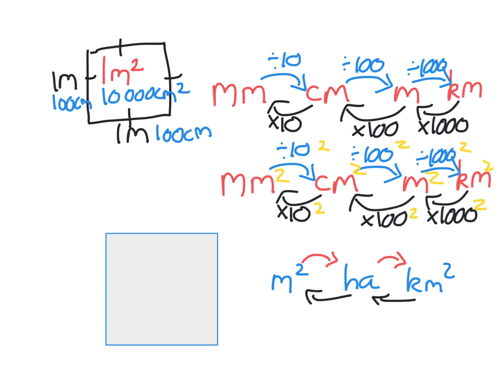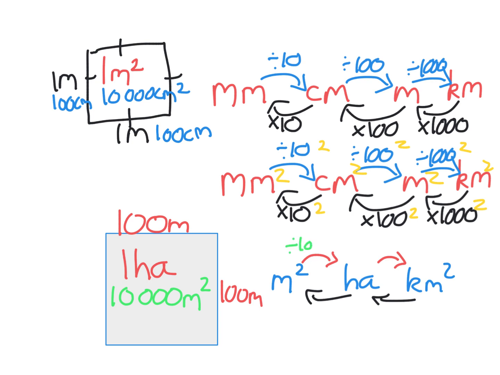You also need to know what a hectare is. So hectares are used for very large areas. 1 hectare is actually 100 meters by 100 meters. So 1 hectare is 100 by 100, which is 10,000 square meters. So rule is if you're going from a smaller to a larger unit, you divide. So here we would divide by 10,000. And going the other way, hectare to meter squared, we'd times by 10,000.